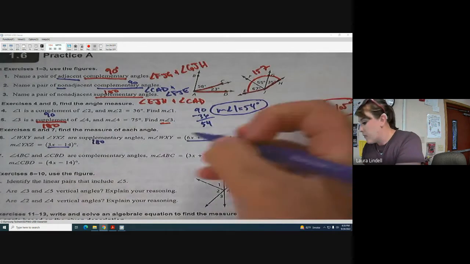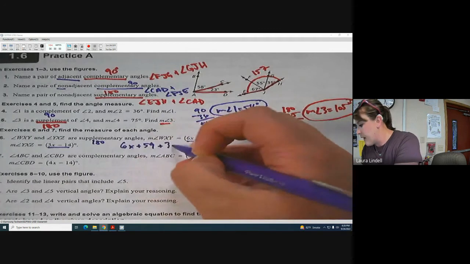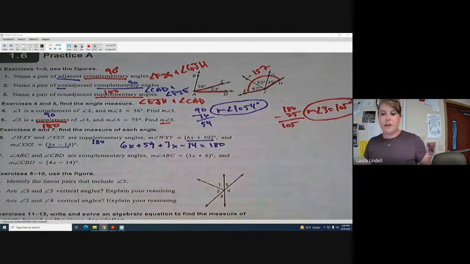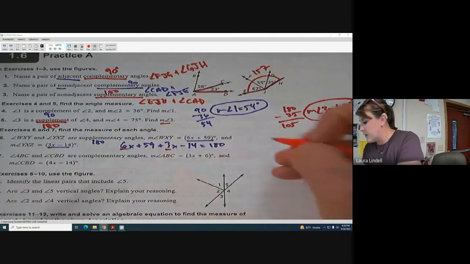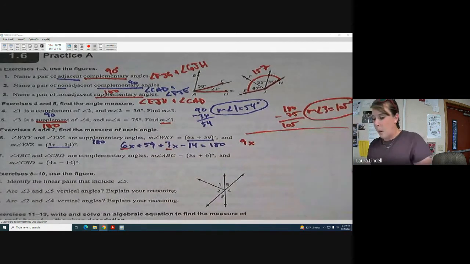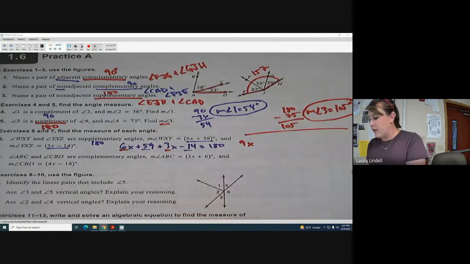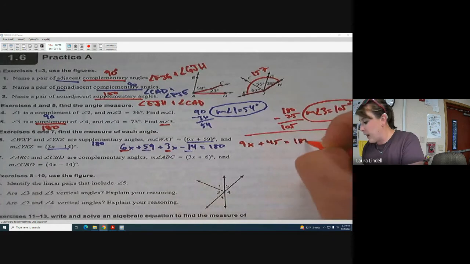So we're going to go 6x plus 59 plus 3x minus 14 equals 180. And we're going to solve that equation. So first, combining our like terms, we have 6x and 3x. That tells me we have now 9x. We have 59 and minus 14. 59 minus 14 is 45. So 9x plus 45 equals 180.